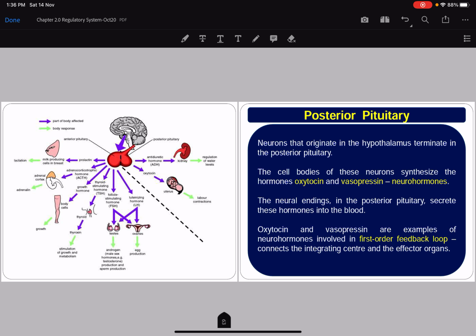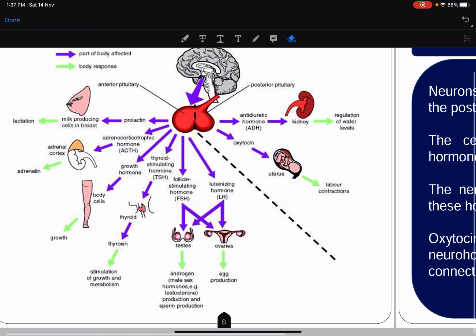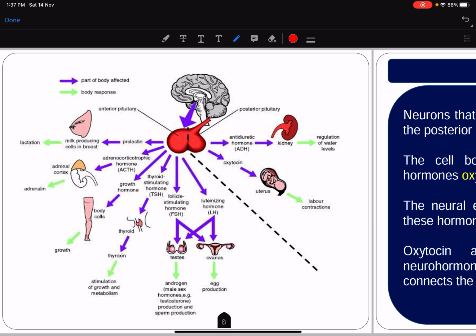The same thing here for this slide. Maybe this one is much clearer. The anterior pituitary secretes prolactin, which causes the mammary gland to produce milk. ACTH, secreted by the anterior pituitary, travels to the adrenal cortex to secrete adrenaline. Growth hormone goes to body cells to cause growth.